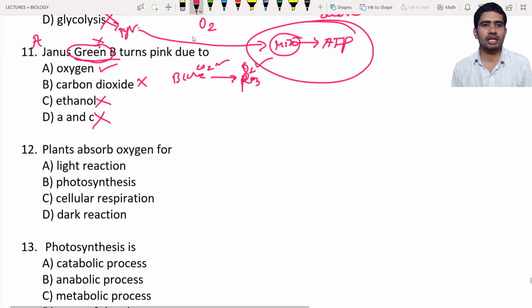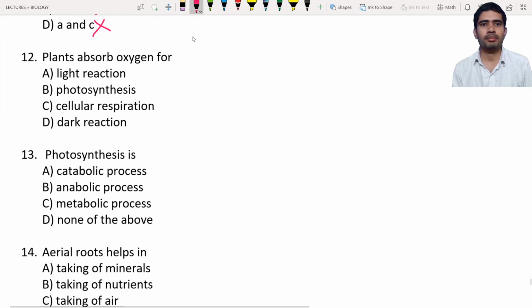Okay. So next is plants absorb oxygen for. Why are the plants going to absorb oxygen? Most of the students have given the option light reaction. It is not at all correct. And some students gave the option B. It is also not the correct answer. So why is option A not the correct answer?